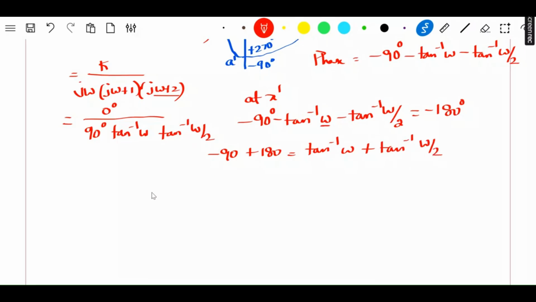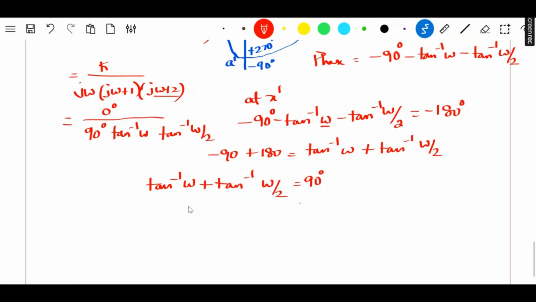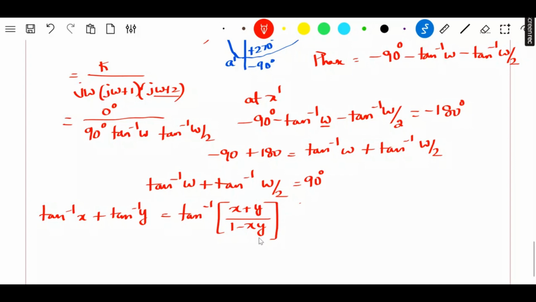So 180 minus 90 is 90 degrees. Therefore, tan inverse of omega plus tan inverse of omega by 2 equals 180 minus 90, which is equal to 90. Now we all know the formula. We got tan inverse of omega plus tan inverse of omega by 2 equals 90 degree. And we all know the formula, tan inverse of x plus tan inverse of y is tan inverse of x plus y divided by 1 minus xy. So this is the formula which we have.